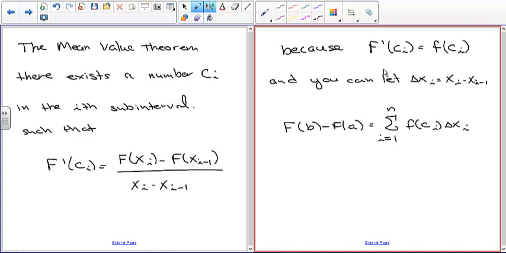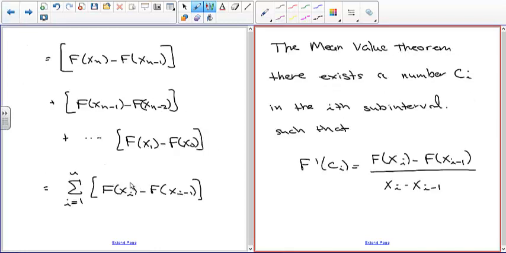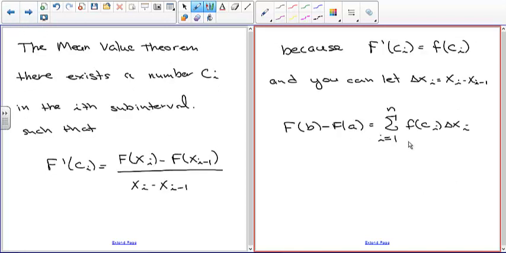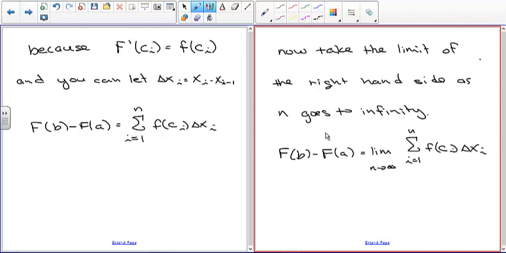Because the antiderivative at some intermediate value c, x equals c, is the actual value of the function, and that delta x sub i is x sub i minus x sub i minus 1, the summation of the difference in the antiderivatives can be replaced with that. If we take the limit of this as n goes to infinity, that's the definite integral of the function. That's the definition of the area underneath the curve.